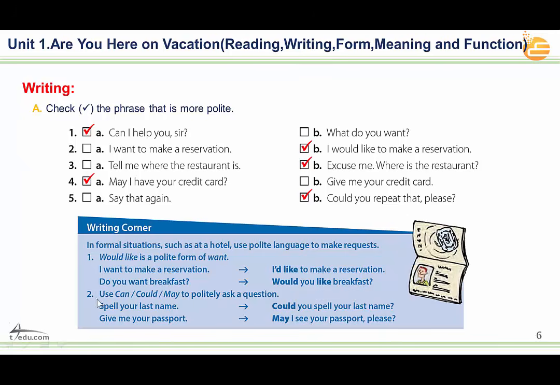More polite. Number 2, use can, could, may to politely ask questions. So if you want to ask a question, it's polite to use can or could or may. For example, you want to say spell your last name. It's better to say could you spell your last name? You want to say give me your passport. You have to say may I see your passport please? And don't forget to use the word please as much as you can. Okay? Excellent. This is how you can make your language or your sentence, your question more polite.